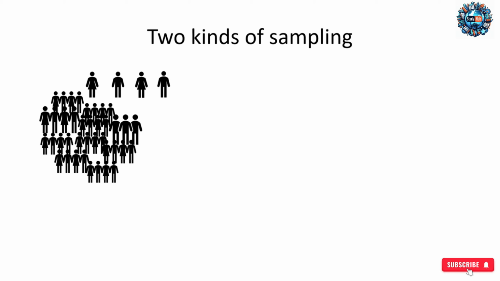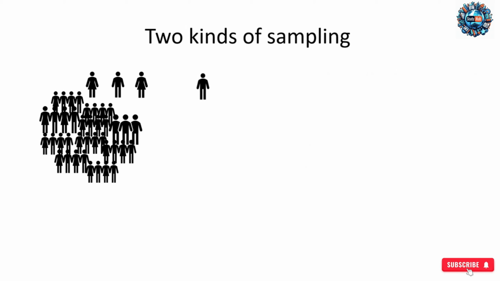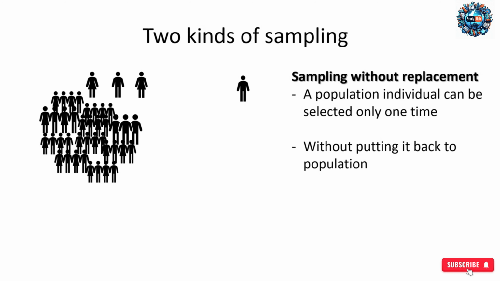There are two kinds of sampling, called sampling without replacement or with replacement, depending on whether you put the selected individuals back into the population before you select the next one. In sampling without replacement, an individual is randomly selected from the population. The next individual will be selected without putting the previous individual back. Every individual is selected from a different pool.